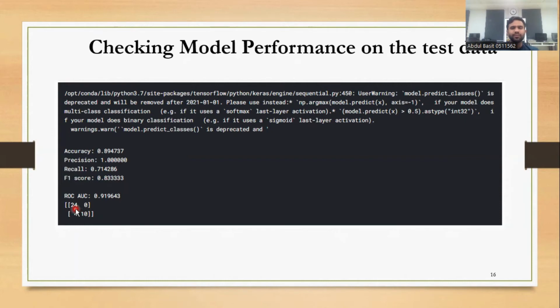Around 24 images were collectively classified as true positive, and 10% was true negative. Only 4 images were incorrectly classified as positive, and these were negative images. So this is the true positive, and 0 images were classified as false negative.